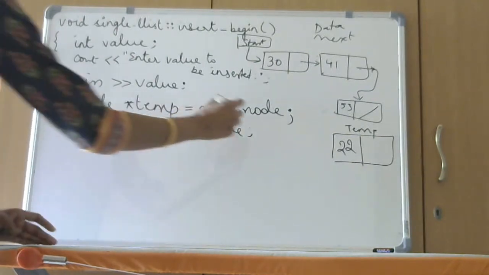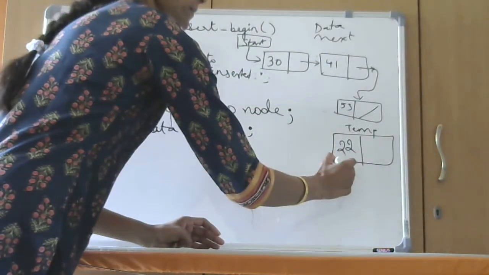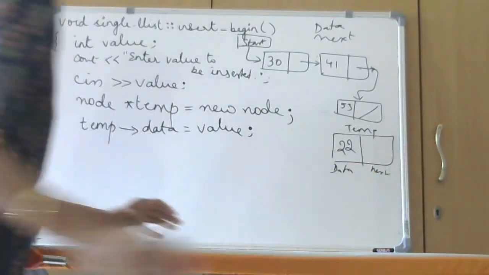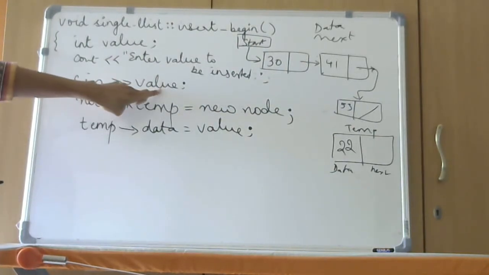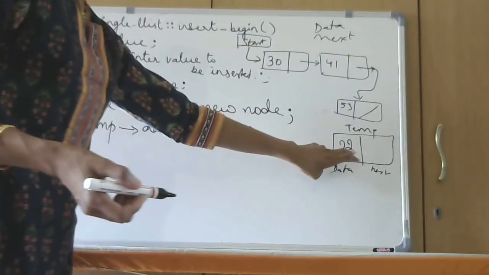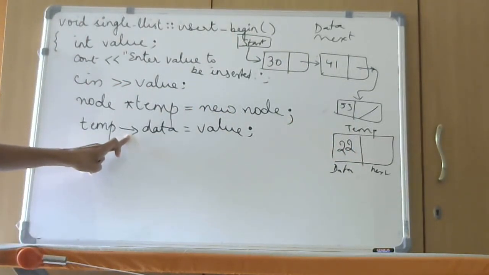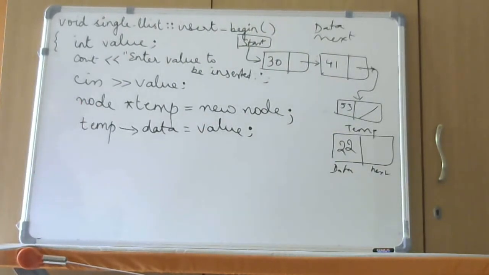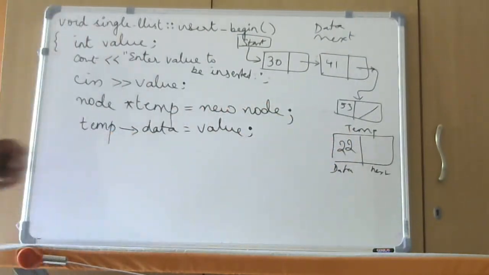Why? Because this is your data part, and this is the next, that is the address of the next node, the pointer variable. Whatever I have accepted to be inserted will come in the data part. How do I access it? I will use this arrow in order to access the members of the structure. All of you know that. So temp of data will be value, and here I will store the value that I have accepted, which is 22.